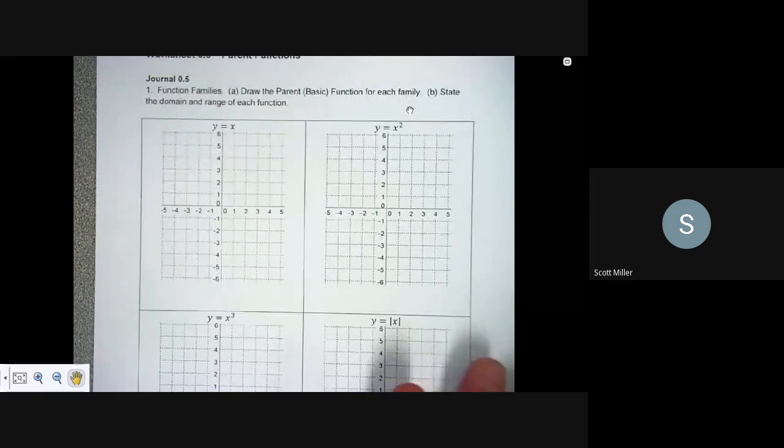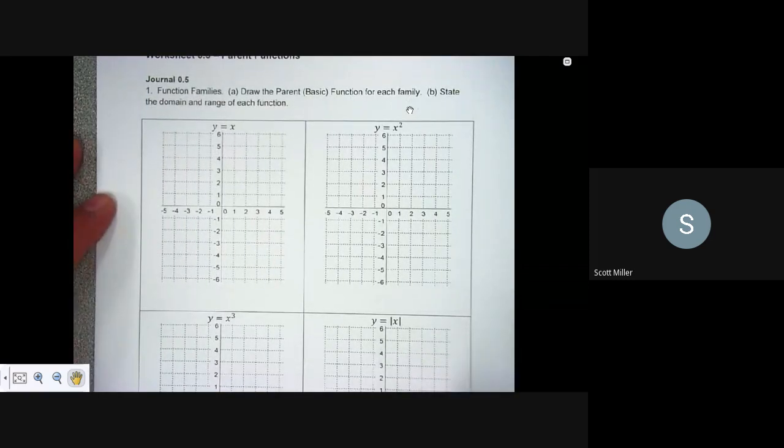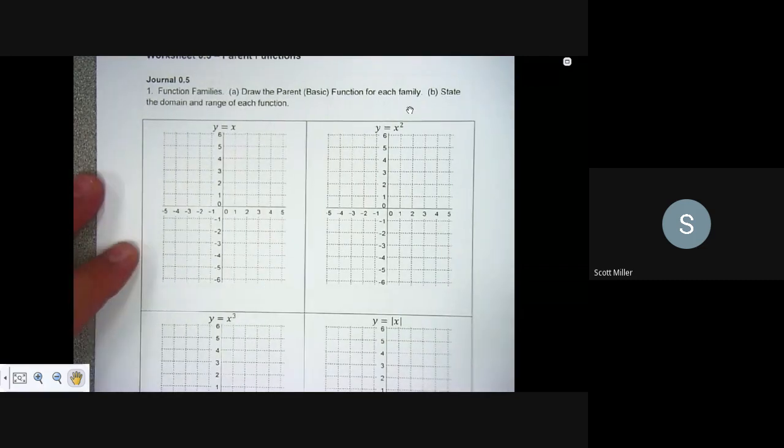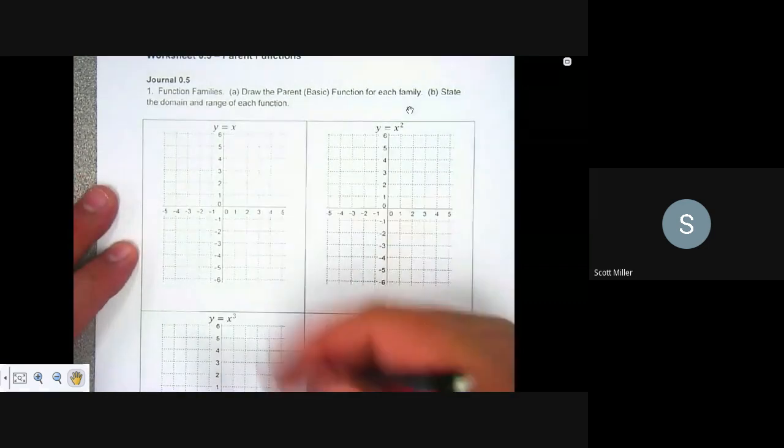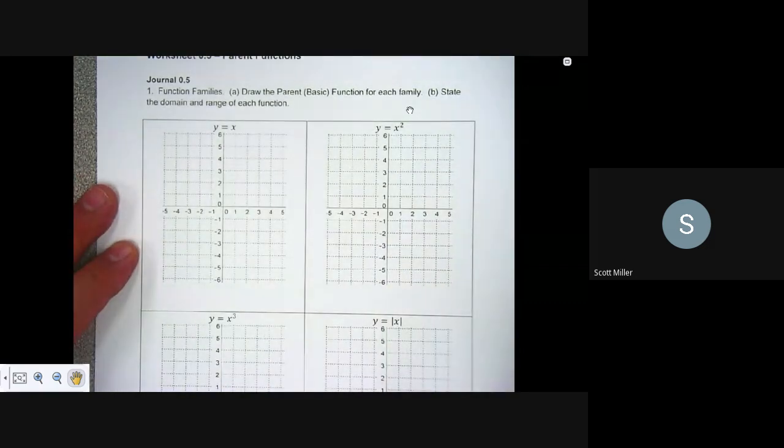But you are required to draw what is called the basic or parent function of these main functions that we're going to be looking at throughout this course. Some of these you'll know how to graph now. Some of them you may not. That's okay. We'll cover it a little bit later if you don't know how to do it. You want to state the domain and range of each of these parent functions because that's what we're going to be doing a lot of in here.